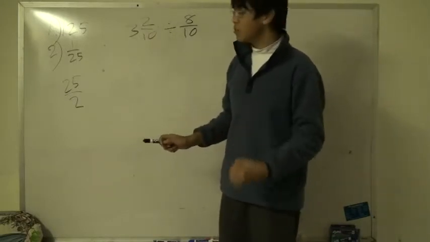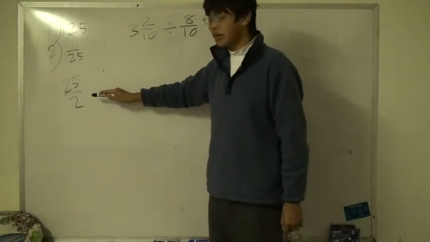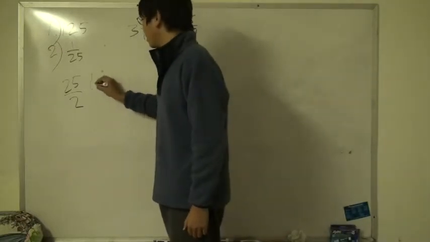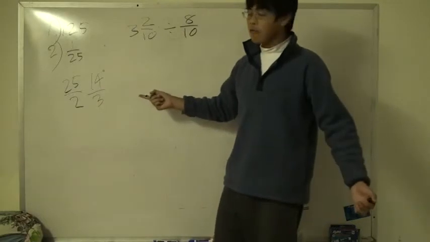An improper fraction would look like 25 over 2, a bigger number on top and a smaller number on the bottom. Another improper fraction could look like 14 over 3. So that's another improper fraction.